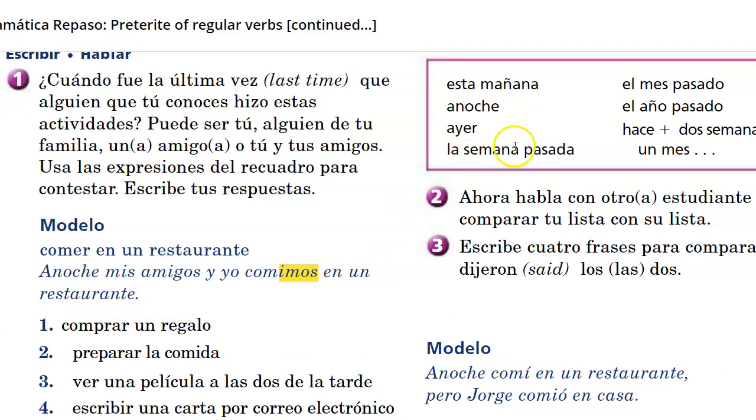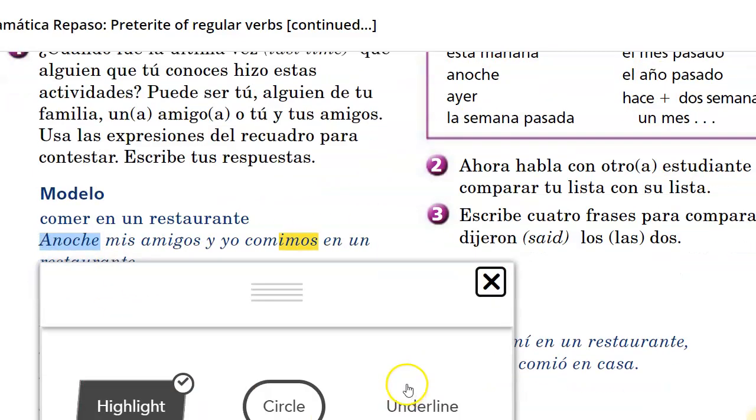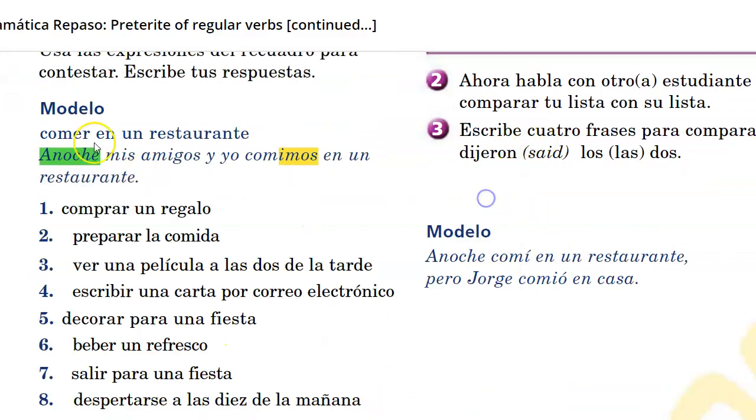And whether it's anoche or ayer or esta mañana, whatever time marker can go either at the very beginning or it can go at the very end.